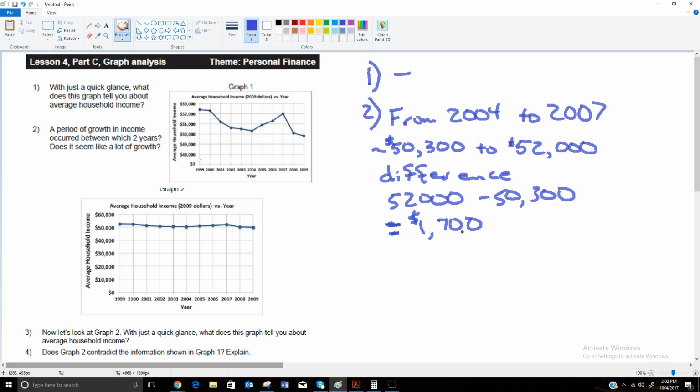So is that a lot of growth? In terms of income, I don't know that I would consider it a lot of growth. Would I consider it insignificant? No, but probably wouldn't call it a lot of growth.